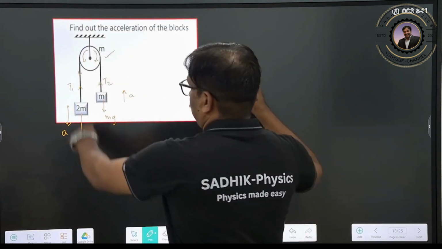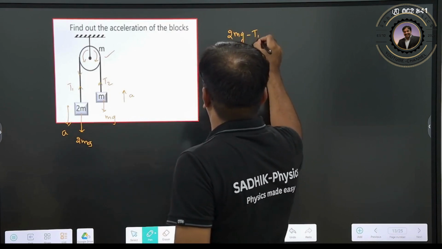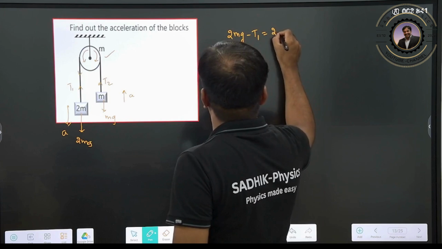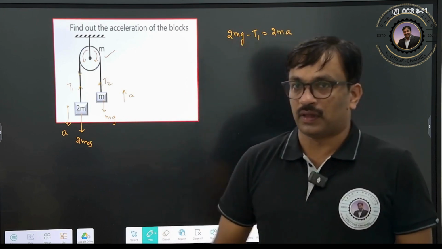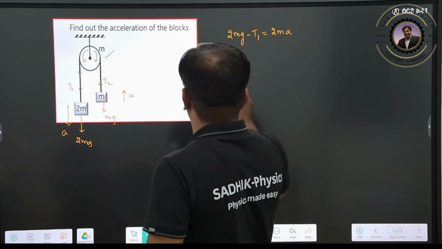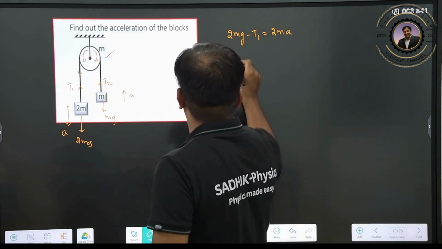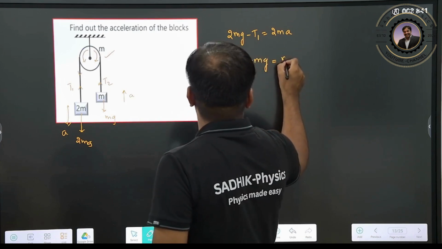What is this equation? Downward, that is nothing but 2 mg minus T1 is equal to 2 ma. We already studied free body diagrams, how to write it in Newton's laws of motion. Now here we can write it. This side is going up, which means T2 is greater. So T2 minus mg will be equal to ma.